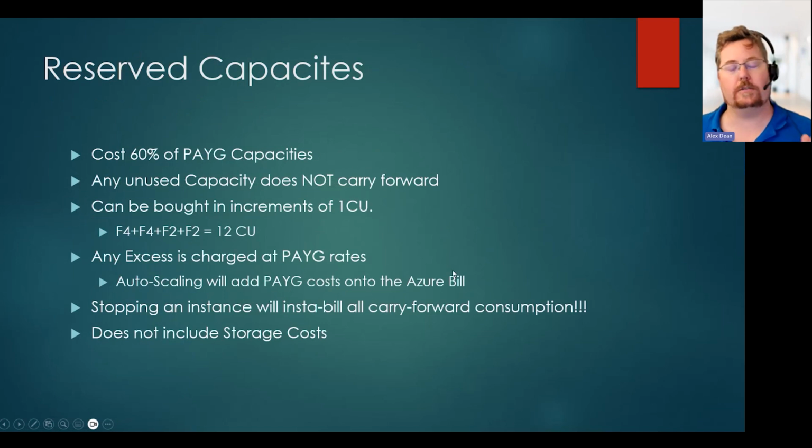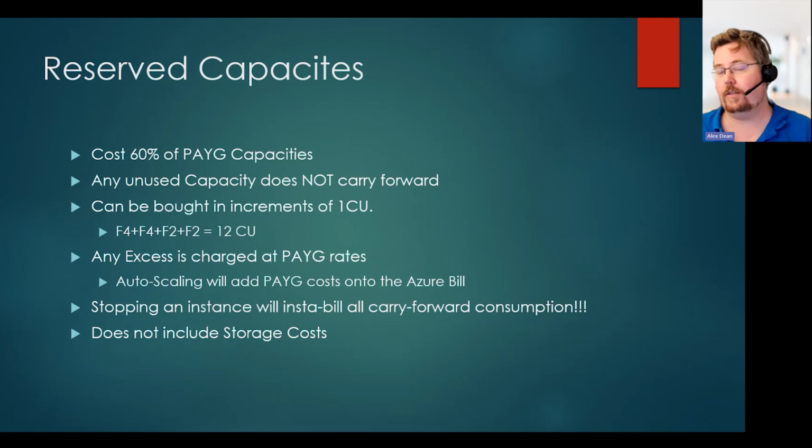Talking about capacities, you want to reserve your capacities. So it's 40% cheaper. Yeah, so it costs 50% of a pay-as-you-go. So definitely want to look at reserving that and pre-booking that capacity, but careful. You have to plan this well in advance. Any unused capacity, it doesn't carry forward. It's not like frequent flyer miles that you can use up later. They just expire at the end of the month.